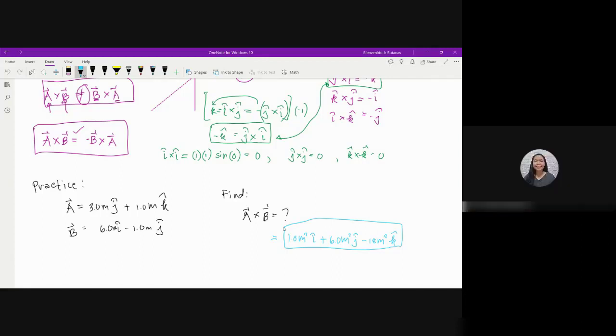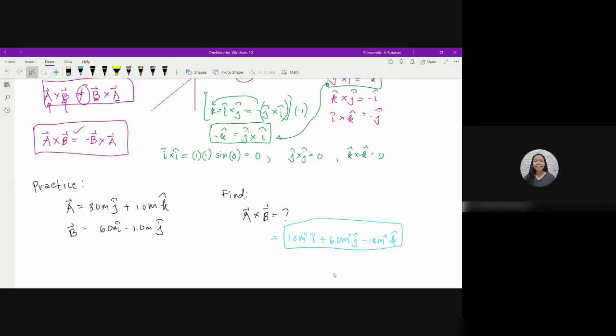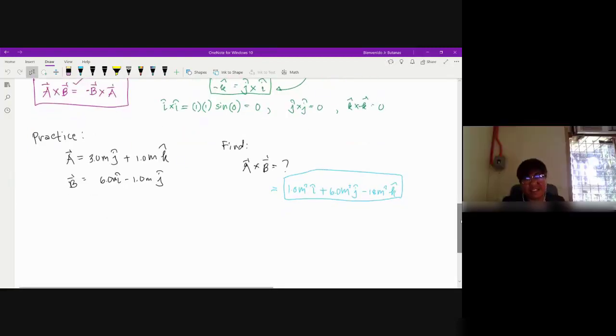Sir, question lang, sir. Yes, okay, Kayla. Do we still distribute the sign to the i hat, j hat, k hat, sir, so it has a positive? Yes. Since it has a sign, you can treat it as if it is a number, so you can use your rules for integers. Okay, sir, thank you, sir.